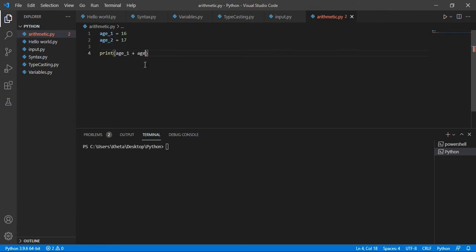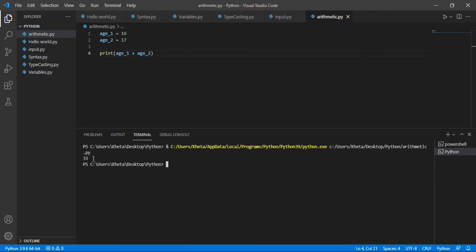You can start with age 1 or age 2. If you add those, then expect to see the total. If you look at that, we have 33, which is indeed the sum of 16 and 17. So that is addition over there. And now, what if we were to subtract the two ages?